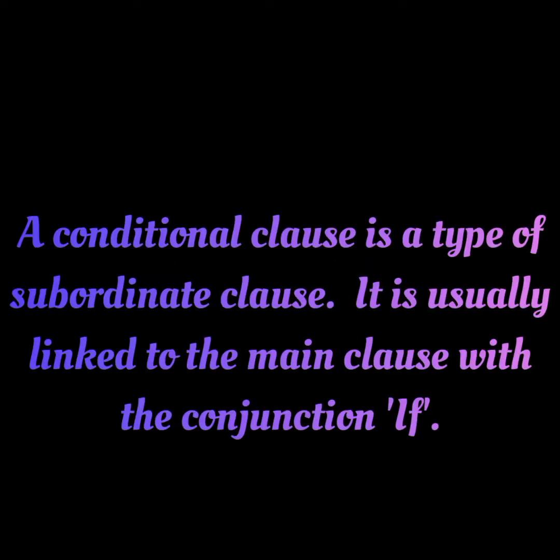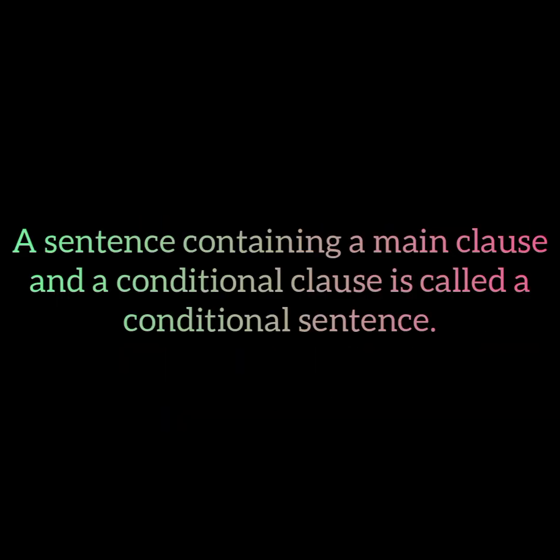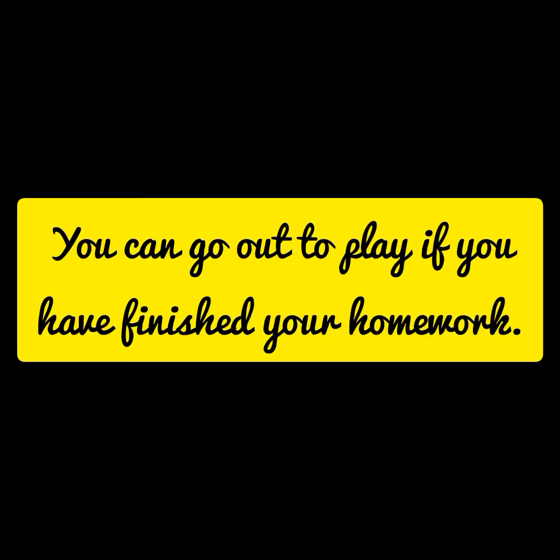A conditional clause is a type of subordinate clause. It is usually linked to the main clause with the conjunction if. A sentence containing a main clause and a conditional clause is called a conditional sentence. Here is an example for you. You can go out to play if you have finished your homework. Here, the clause you have finished your homework is a conditional clause and you can go out to play is the main clause, with the conjunction if.